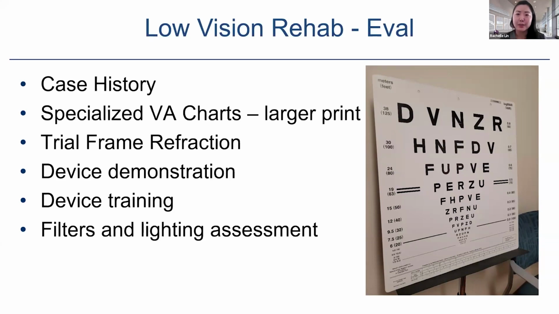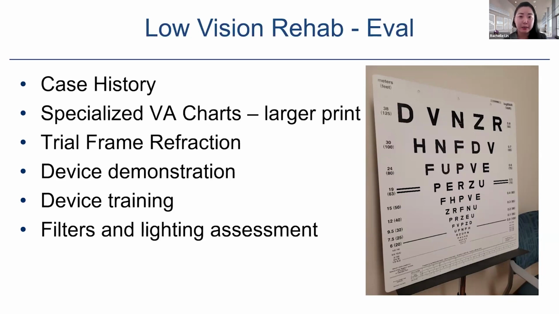Number two, we are not using charts that the patient cannot see. We want to focus on what the patient can see. So we will have large print charts, such as the Bailey-Lovie chart or the Feinblum chart, so that we can assess the vision as thoroughly as possible.